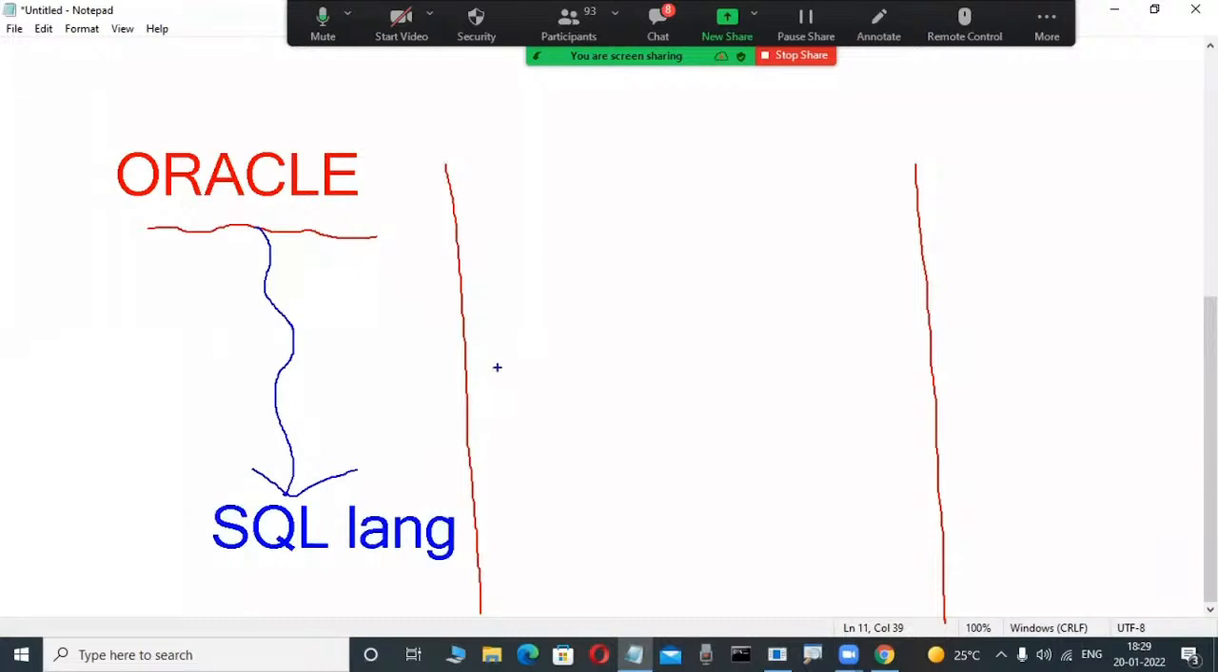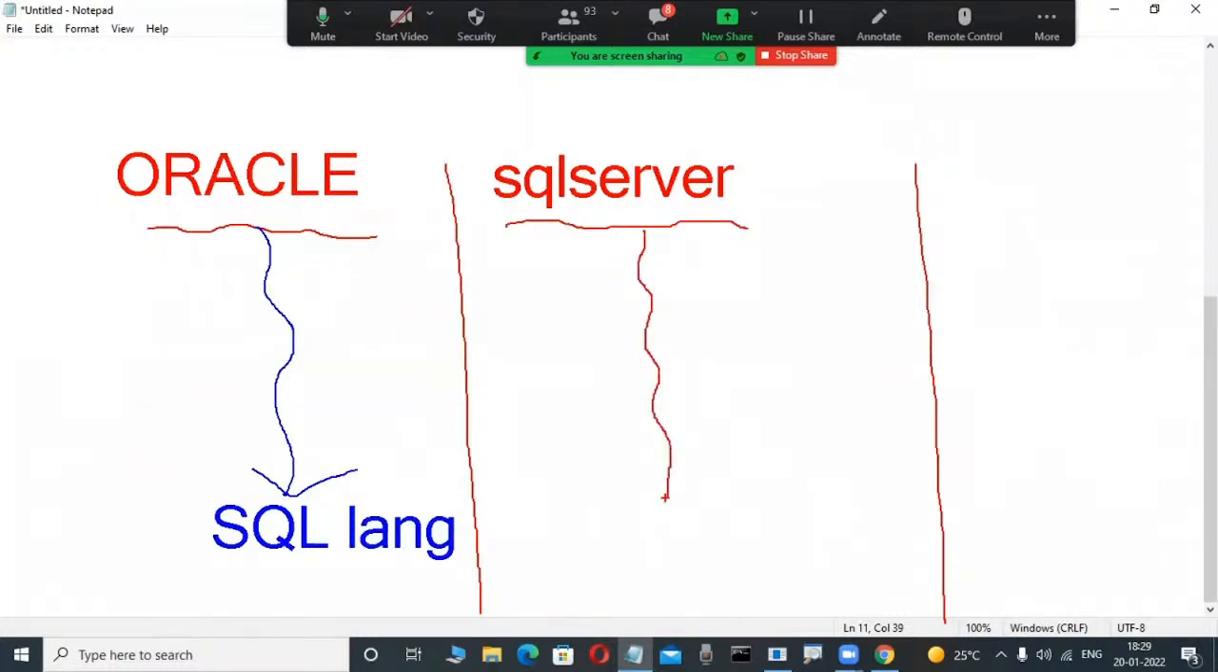Suppose in my company another project also exists, which is also a relational database product from Microsoft. That is SQL Server. Some employees are working on the SQL Server product. It is also a database product, same as Oracle, but to operate that SQL Server they use one language only. What is that language? SQL is a language.